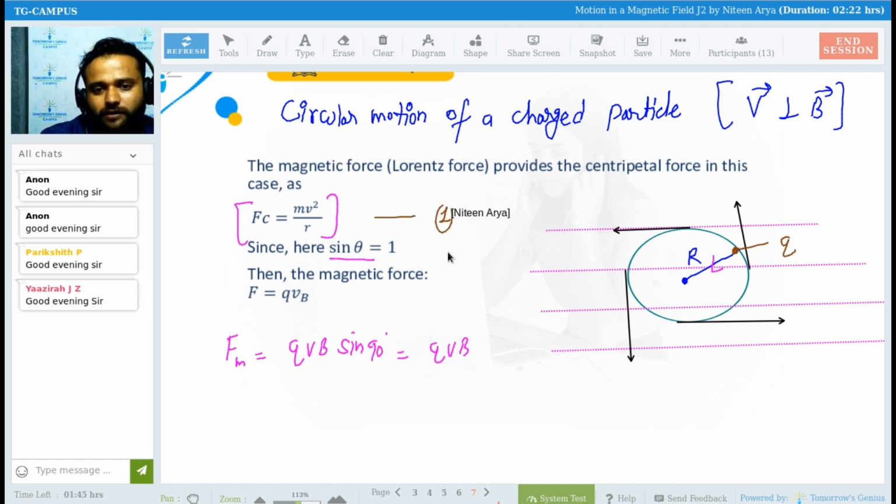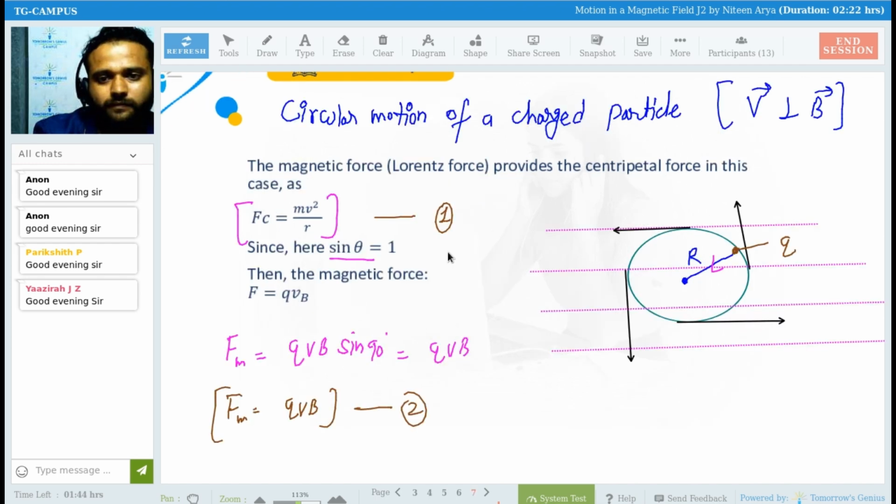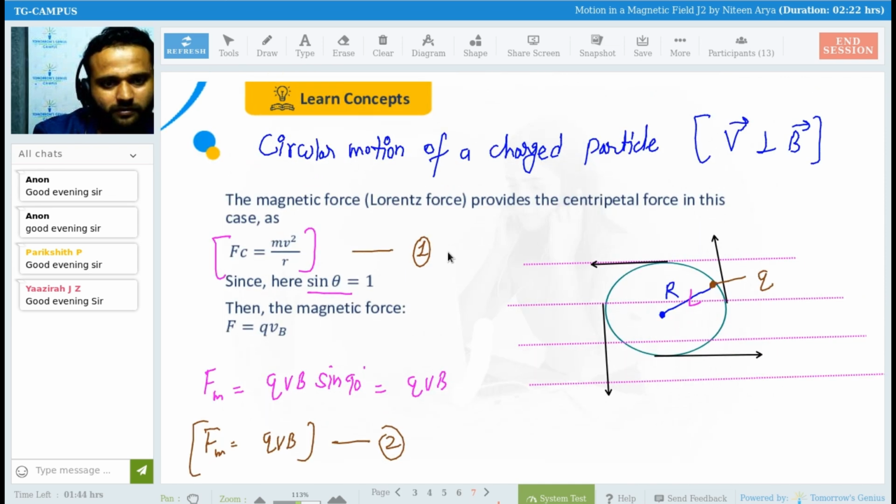So using equation number 1 and equation number 2, qvB, if we equate equation 1 and equation 2, let me see one thing. Introduction of velocity. Now here I need to give you the helical motion thing also, but this is not helical motion. Just wait a minute. I am not going to write the same thing.